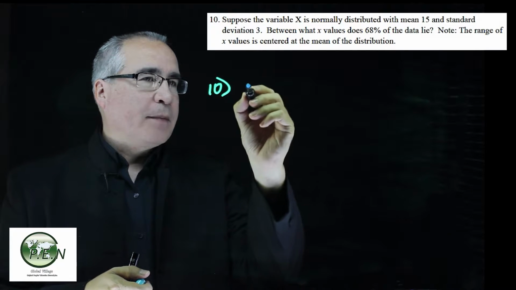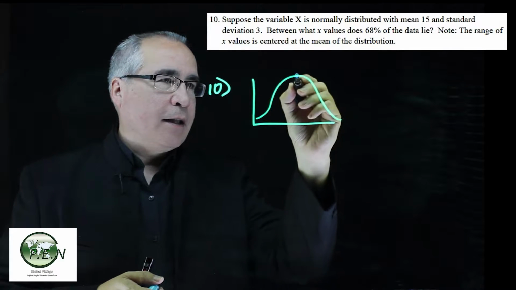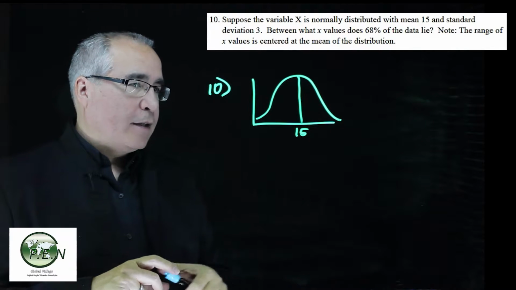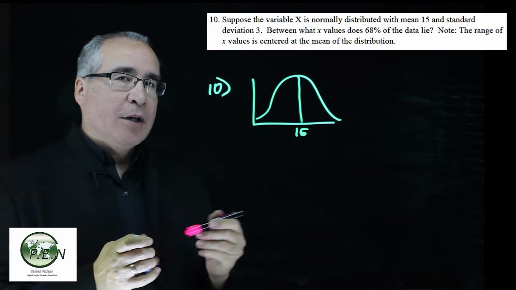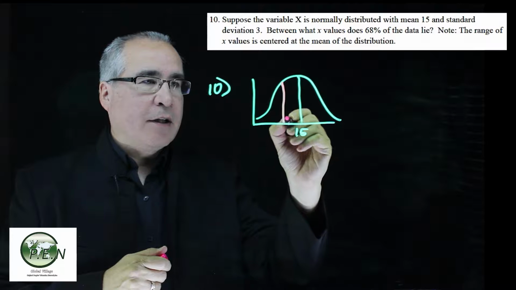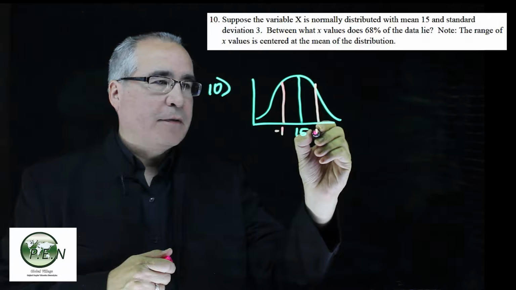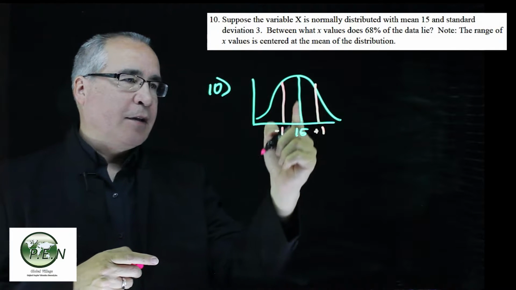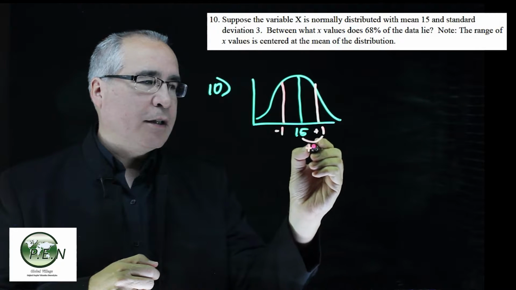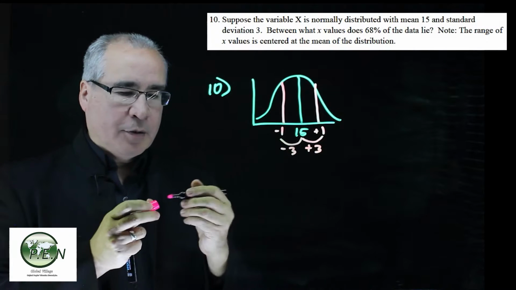So what we're given is that we have a normal curve and that the mean is 15 and the standard deviation is 3. We know that 68% from the empirical rule is 1 standard deviation below to 1 standard deviation above. So to find out the x values, the data values, what is the standard deviation? It's 3. So we add 3 to go above and we subtract 3 to go below.